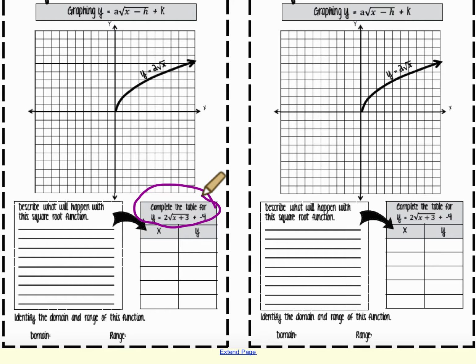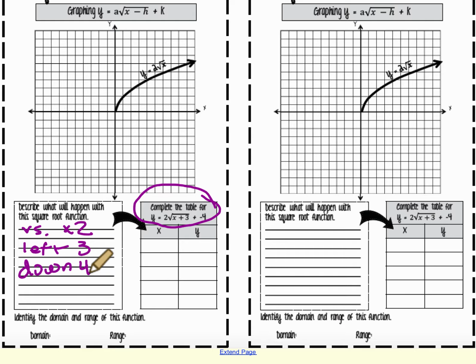So when I'm looking at this, I see that the 2 right there is going to give me a vertical stretch. The plus 3 is going to move it left 3. And this minus 4 is going to bring it down 4. So if I was asked to describe what's going to happen, I would say, I'm going to abbreviate vertical stretch by 2 times 2. I'm going to move it to the left 3. I'm going to move it down 4.